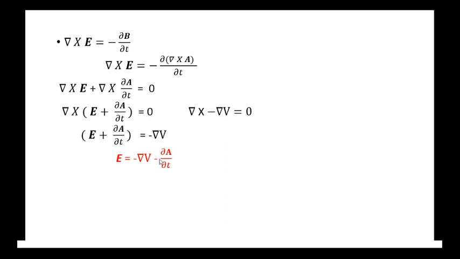So this equation shows that the electric field can be obtained by combining both the scalar potential V as well as the vector potential A. So this is a main important equation connecting the field and the potentials. We have B is equal to del cross A. Similarly, E is equal to minus del V minus dou A by dou T.